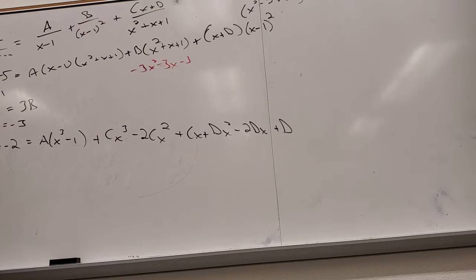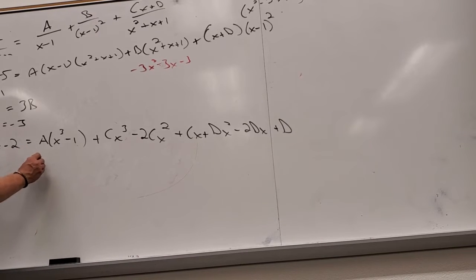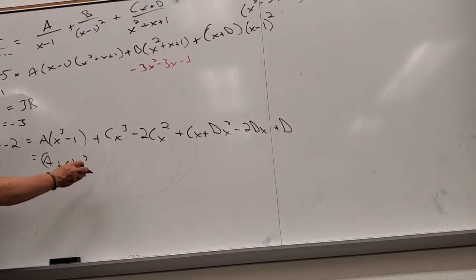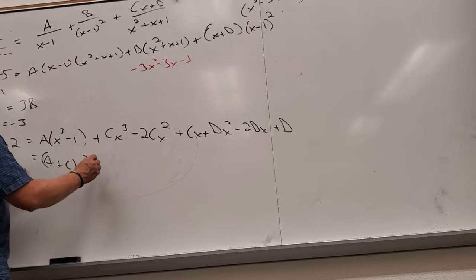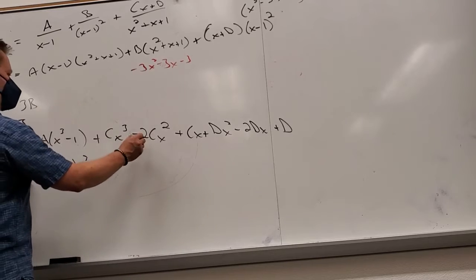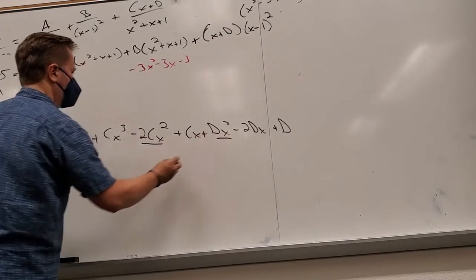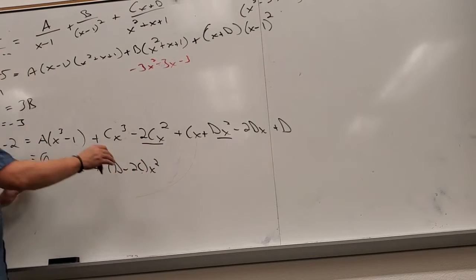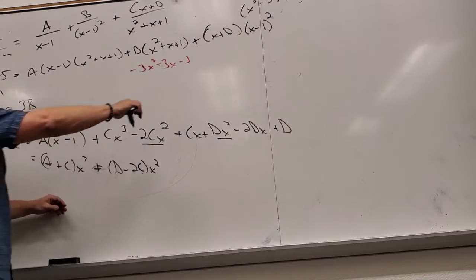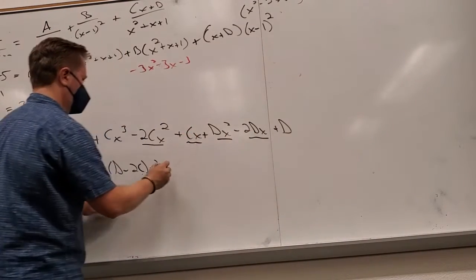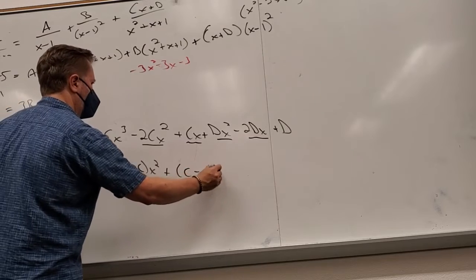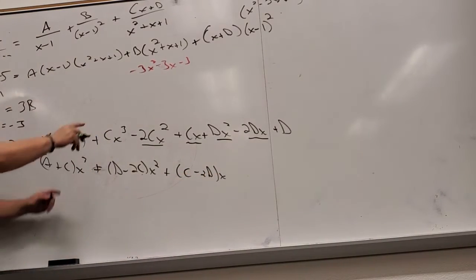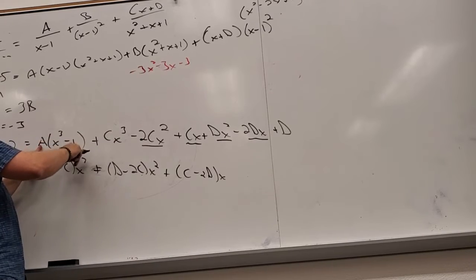I was trying to be all, no, I'm not going to try to be all anything. So you get a plus cx cubed minus, let's see, where's my x squares? There and there. So I get plus d minus 2c x squared. Where's my x's at? Let's see, c minus 2d x. And then I get plus d minus a, right?